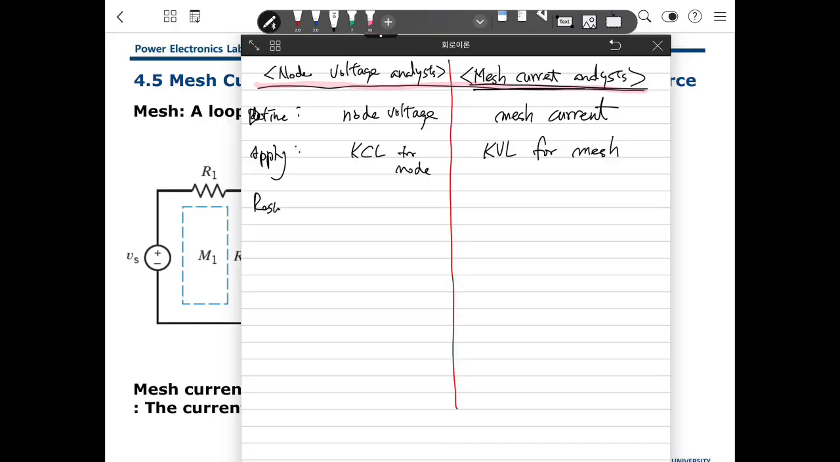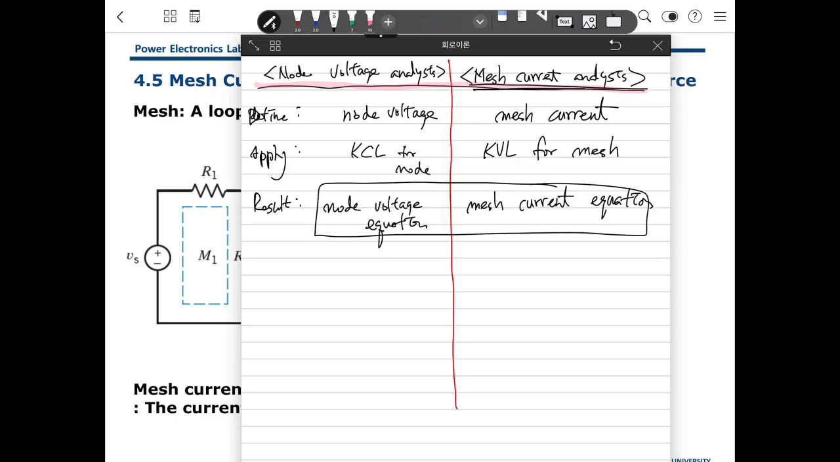So what is the result? The result is the node voltage equation. Then in this case, we get the mesh current equations. Based on those equations, we can calculate mesh current, then analyze other elementary voltage or current. That's a way to analyze an electric circuit.